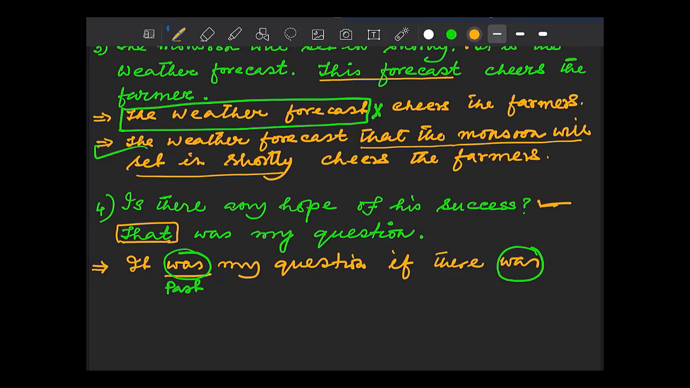If there was any hope of his success. Stop. It was my question if there was any hope of his success. Okay, my question. What is my question? Here, noun, and the next part is the explanation of this noun. So for this it is called an apposition to this noun.